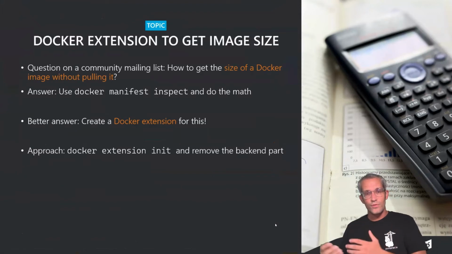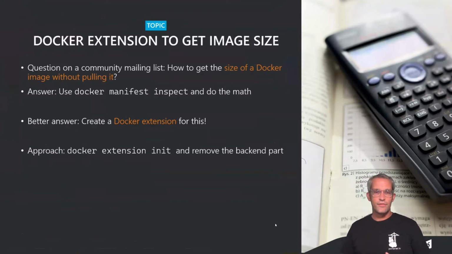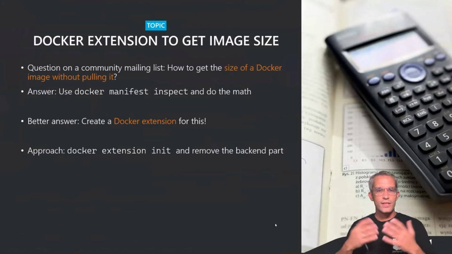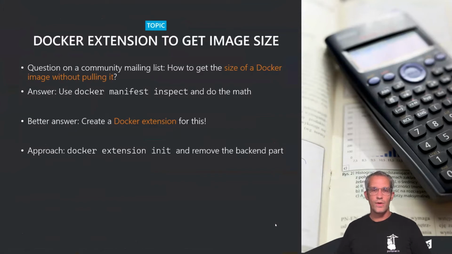But then when I went through the process of creating my extension, I found out, well, there is a backend and a front end part in the standard extension. I actually don't need the backend, but it is very easy to remove and it brings you all the stuff that you need. So I still want to show you in this demo how we can use Docker extension init. Maybe you find an example where you need a backend and then you just keep it. But for my example, I will show you how we can easily remove it as well.